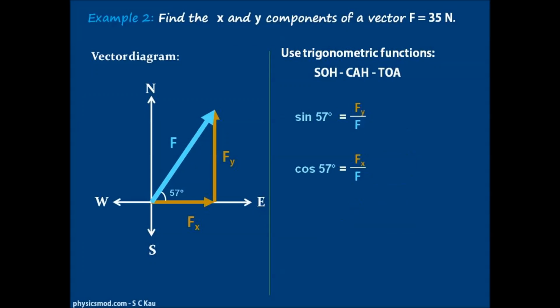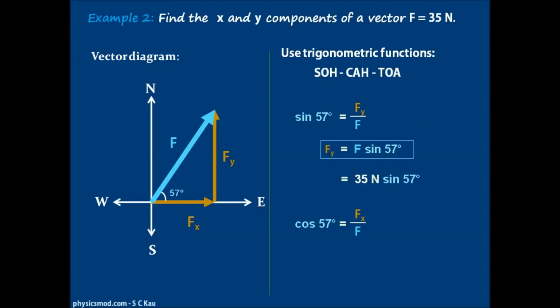Sine 57 degrees equals the opposite side Fy divided by the hypotenuse F. Cosine 57 degrees equals the adjacent side Fx divided by hypotenuse F. From these equations, we can then solve for Fx and Fy.